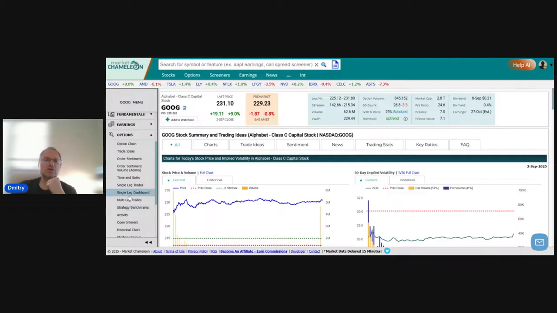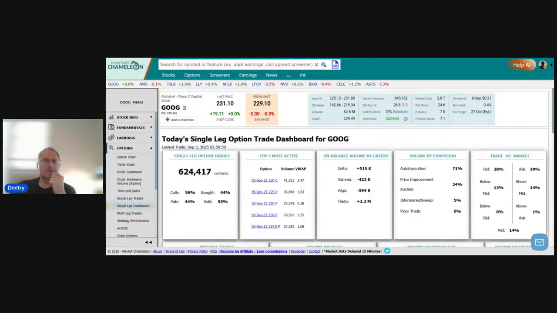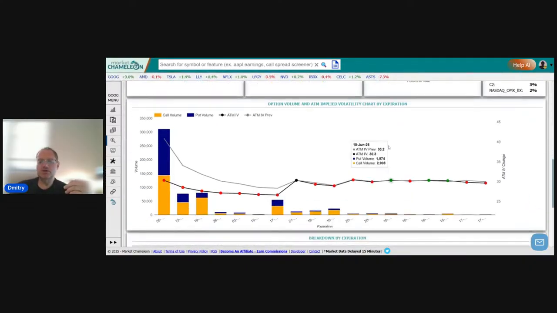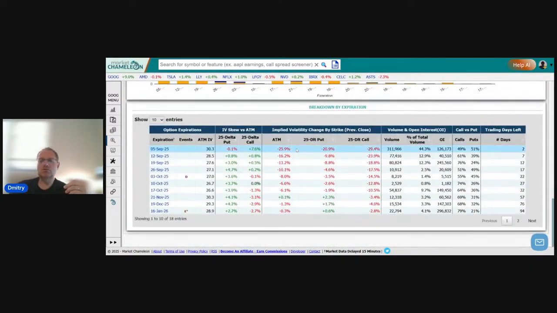So one way we could do it is under this options menu, we click on options and go to the single leg dashboard. And I'm going to click on this menu to minimize and expand our screen. This takes us to Google's analysis page where we're looking at single leg trades. But below, if we slide down, we have this table.